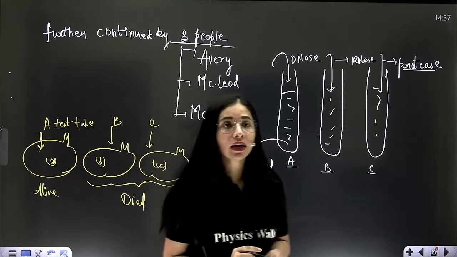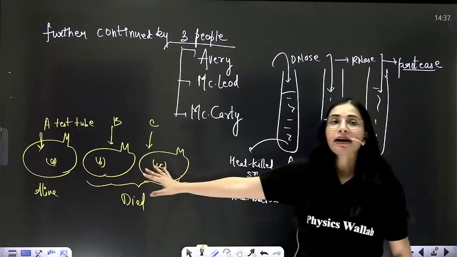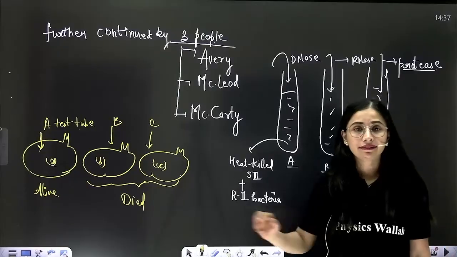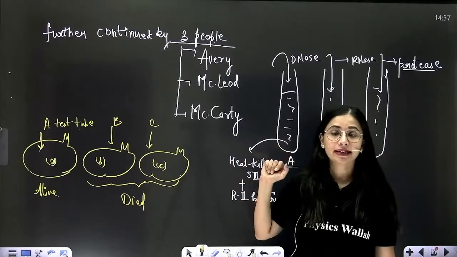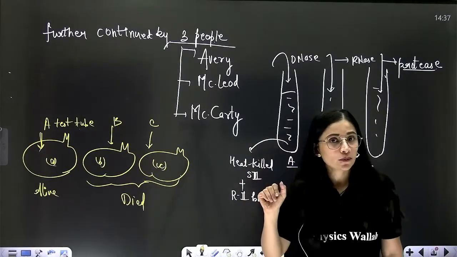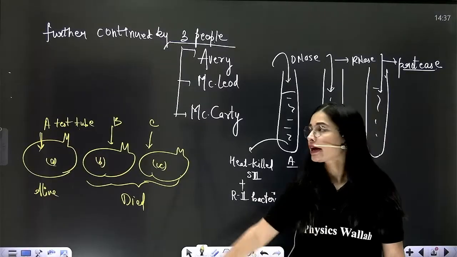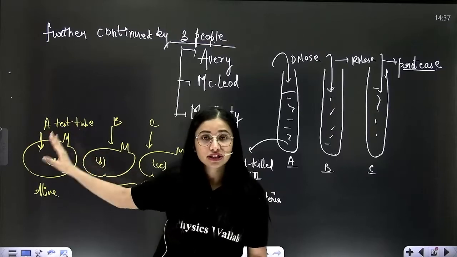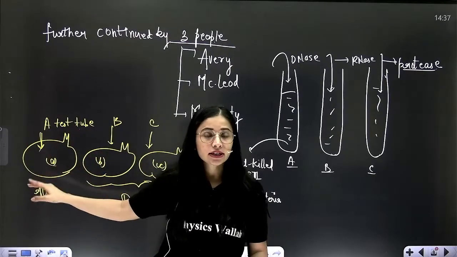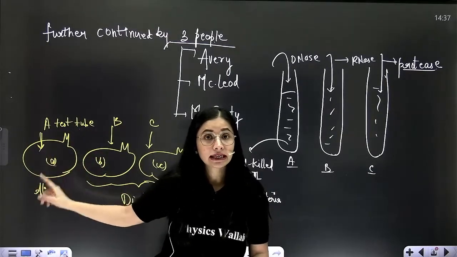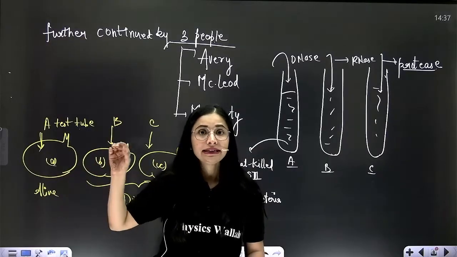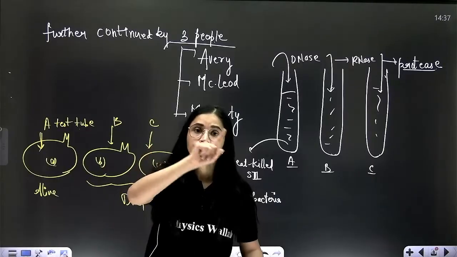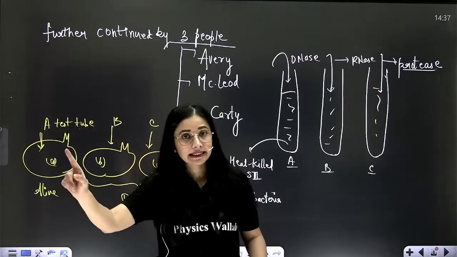Now, can you conclude why the A mice is the only one which is alive, and why B and C could not survive when they got the injection from the B and C test tubes? Can you? If not, then listen to me carefully. Now, beta, if the A mice, injected with the injection from the A test tube, is alive, this proves that DNA was the genetic material that got transferred from heat-killed S3 to R2.